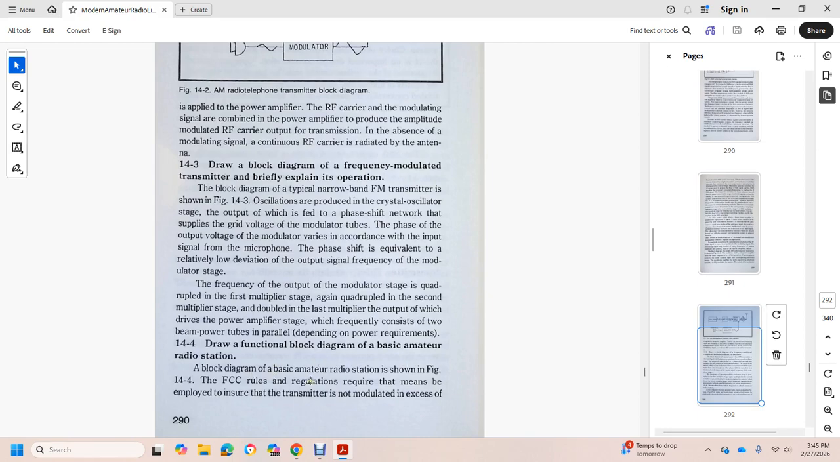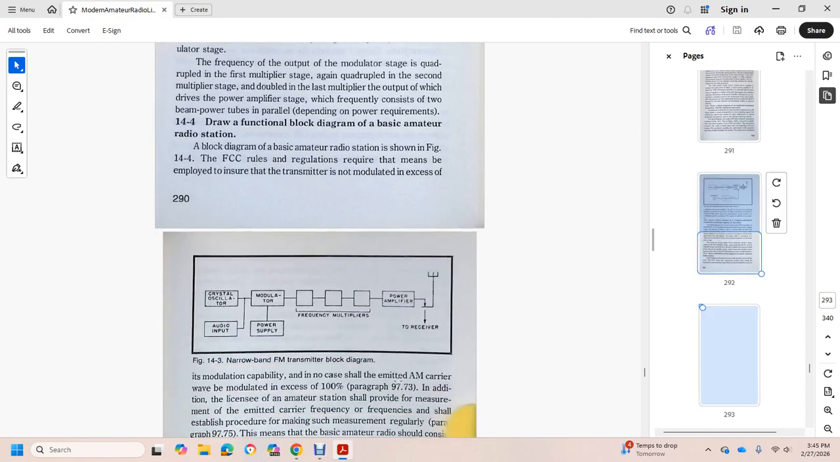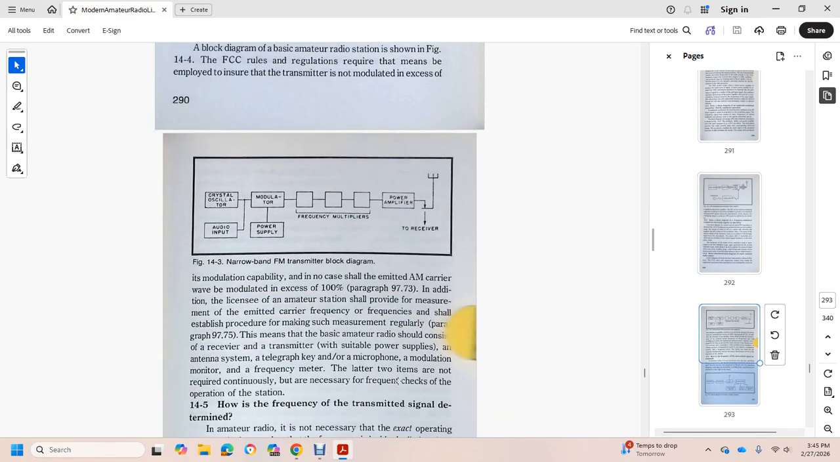The regulations require that the transmitter not be modulated in excess of its modulation capability. In no case may an amateur amplitude modulated transmitter be modulated in excess of 100%, in addition to the license conditions. Amateur stations must provide for measurement of the emitted carrier frequency, and the measurement must be made regularly. Paragraph 97.75 states that the basic amateur radio station consists of the receiver, the transmitter with the power supply, and the antenna.